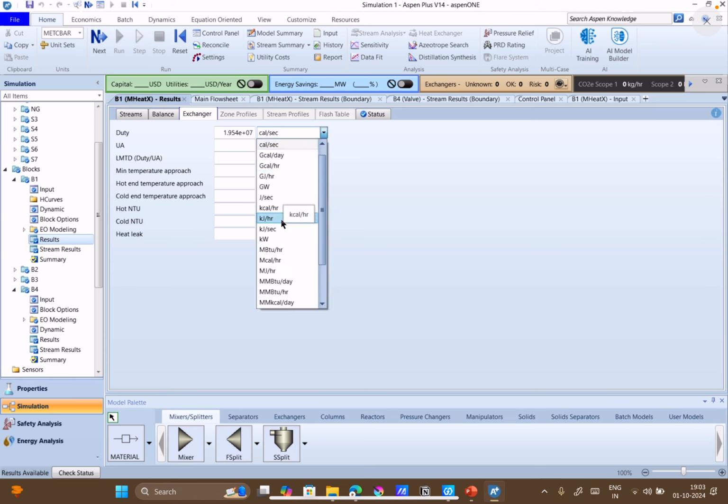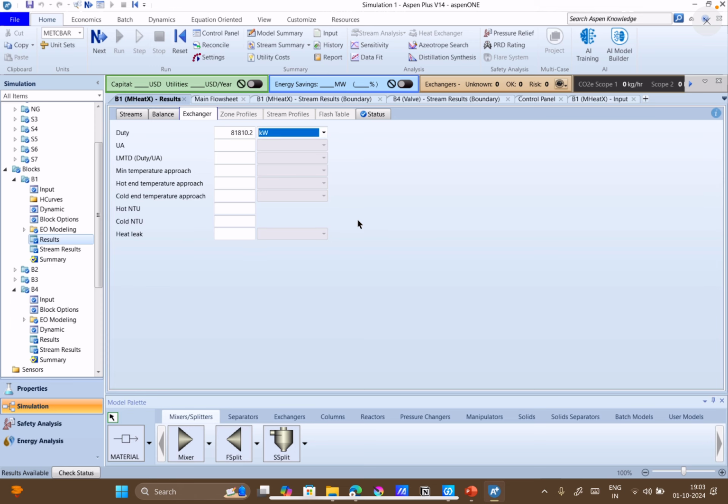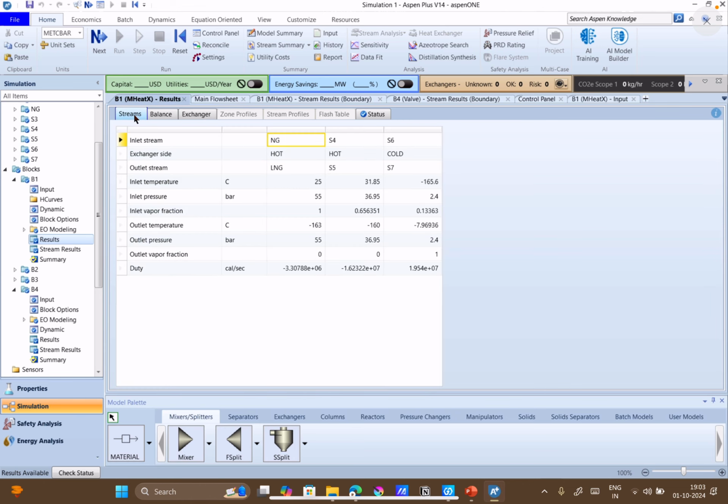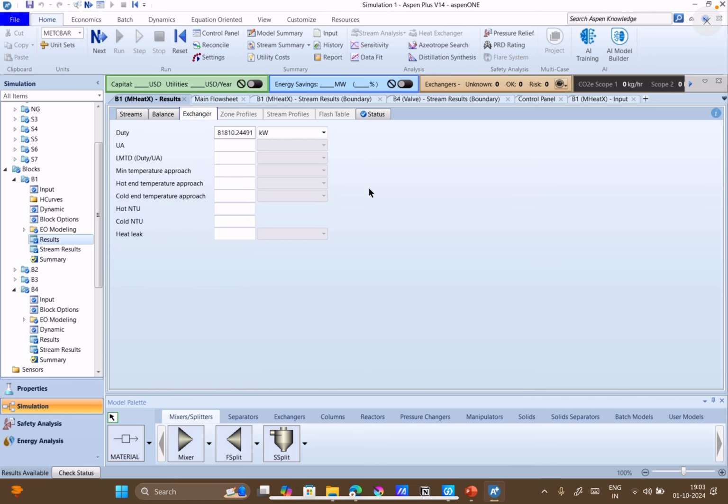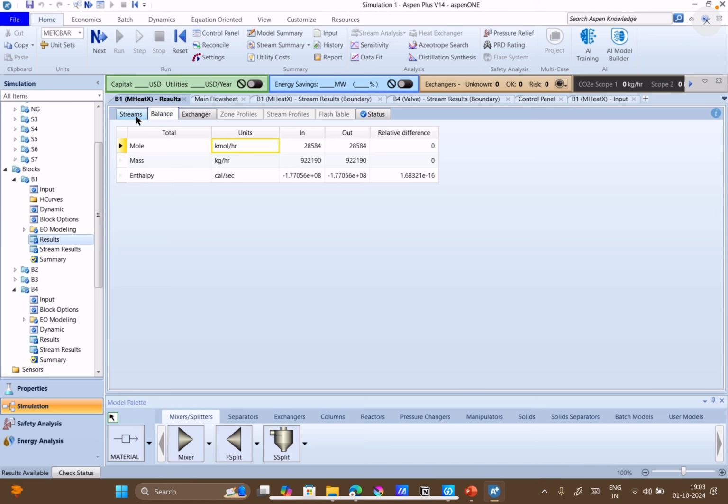So we have Kw, we have the duty. From duty, can we compute the heat transfer coefficient? Yes? Yes or no? I think we have done it previously, right? So we can use this duty amount to calculate the heat transfer coefficient. So that can be done.